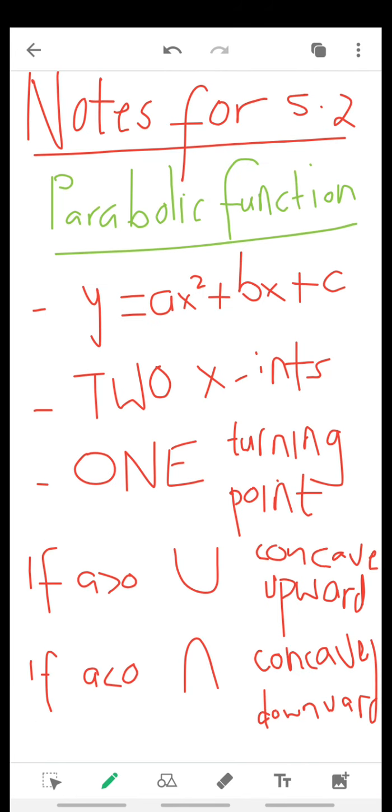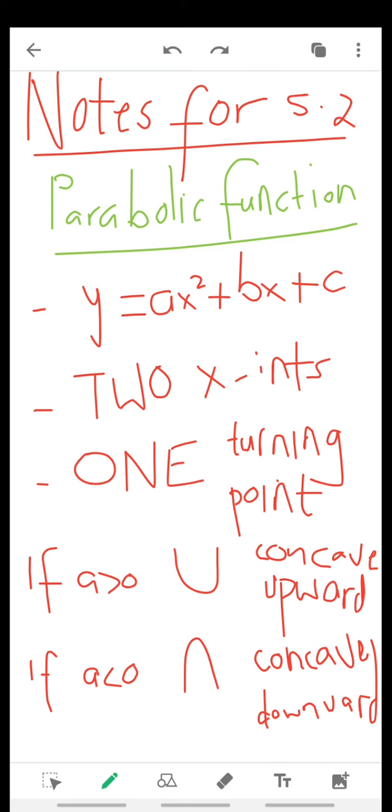Now, another thing that I want to discuss with you, I have some few notes here for 5.2. Just before we continue, let's look at the notes. Now, in 5.2, I think I've already said it. We are having a parabolic function, very important. And with a parabolic function, this is the standard form or the form of an equation of a parabolic function where the highest exponent of the variable is 2.